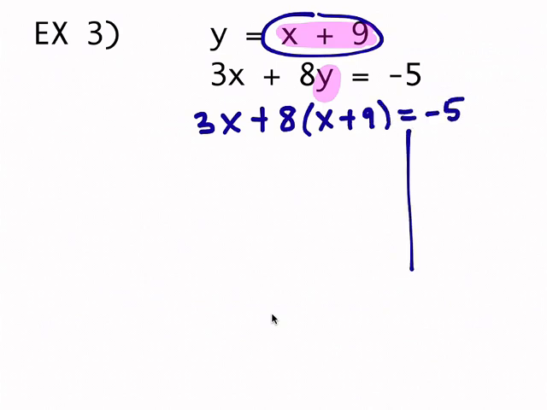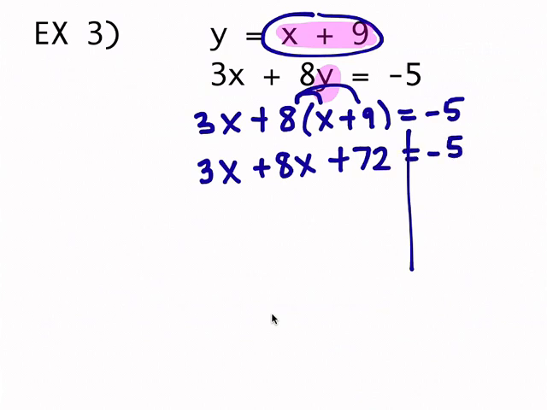And we solve. My 3x drops down. I need to distribute my 8, so 8 times x is a positive 8x. 8 times 9 is a positive 72. And my negative 5 on the other side drops.